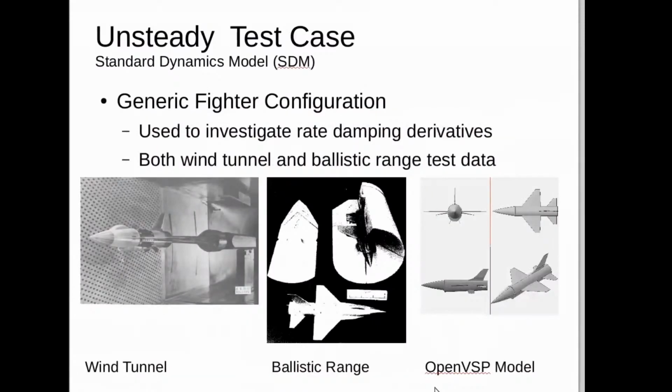Next case was the standard dynamics model. So this is a fighter-like geometry, kind of F-16-ish. It's been used in both wind tunnels and ballistic range models to basically predict things like CM alpha dot, CM plus CMQ, CM beta dot, etc. So those damping derivatives. So there's experimental data from both wind tunnels and the ballistic range shots. The right is my oversimplified model of that vehicle in OpenVSP.